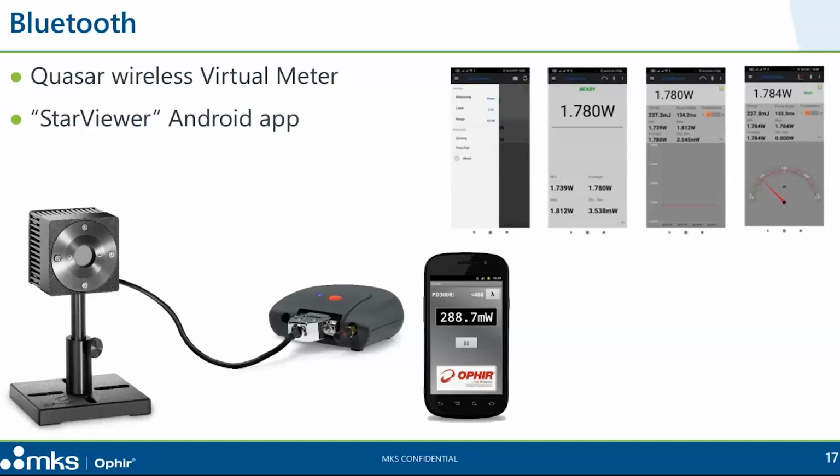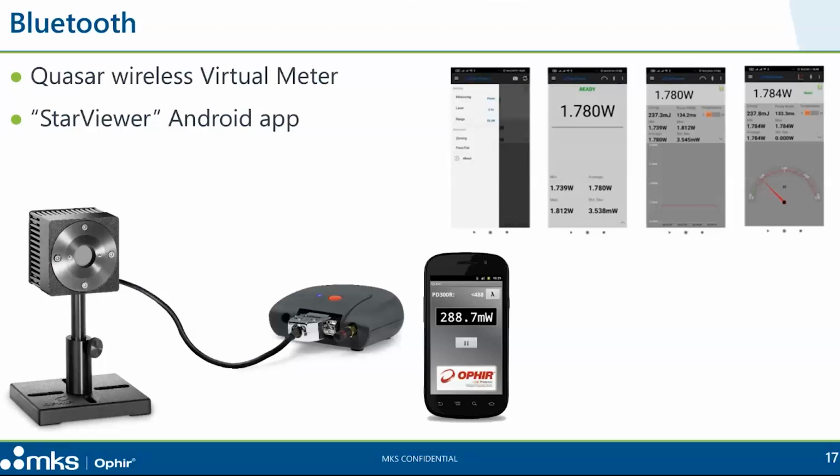We also have an Android app that we call Star Viewer, so you can attend a meeting, and if it gets boring, you can check in on your experiment and change power scales or whatever it is. And that can be downloaded from our website or from the Google Play Store.